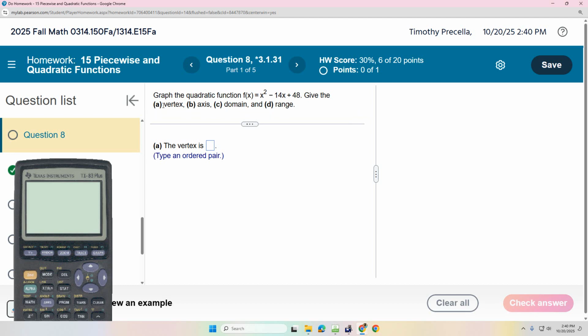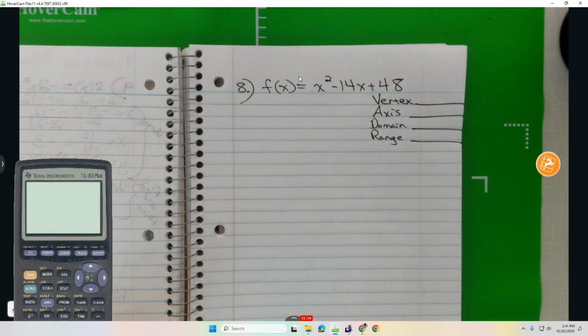Let's write out vertex. I'll put the little line. Axis. Domain. Range. And let's identify a and b.